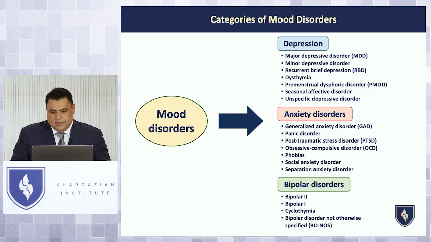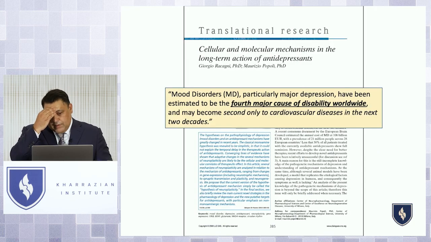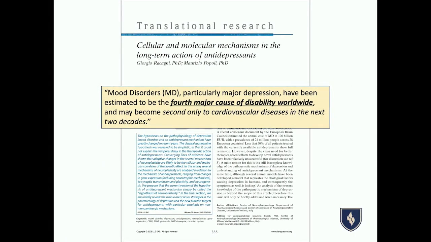and then we'll get into bipolar disorder. Now, if you look at the literature and how common these things are, mood disorders, particularly major depression, have been estimated to be the fourth major cause of disability worldwide, and may become second only to cardiovascular disease in the next 2 decades. So the fourth major cause of disability worldwide. That is very, very significant, and I think you're going to see why as we go through the material. The simple answer is that what's actually taking place in a mood disorder is not being accounted for when it comes to an appropriate treatment model.